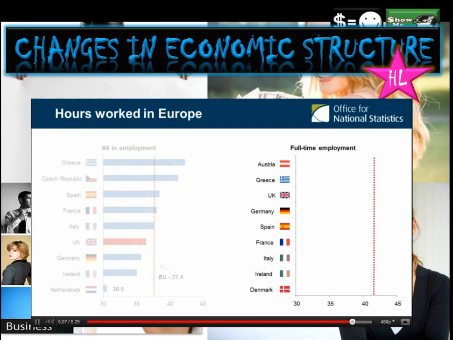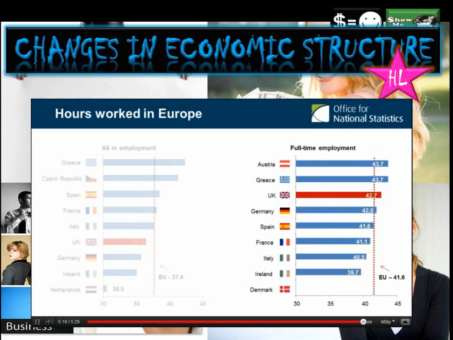The UK working week for full-time people was longer at 42.7, with the longest hours in Greece and Austria at 43.7. Plotting the other countries, they are all lower than the UK, and the lowest average hours for full-time workers in the EU was in Denmark at 39.1 hours.